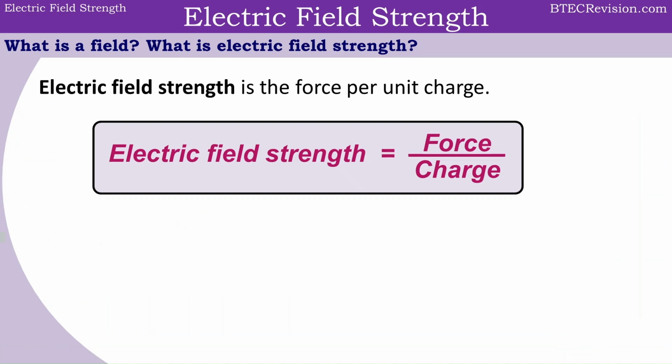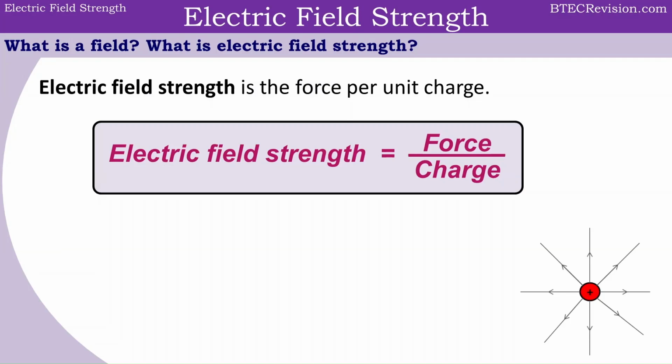What is a field? A field is a region or space where an object will experience a force. For example, we've got this diagram on the bottom right. Here we have a field produced by a proton. Now, there's many types of fields. In this lesson, we're going to be focusing on electric fields and the strength of the field.